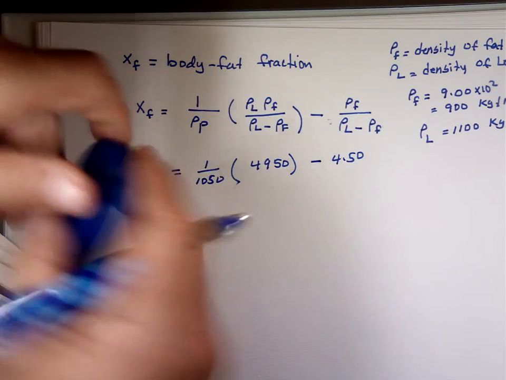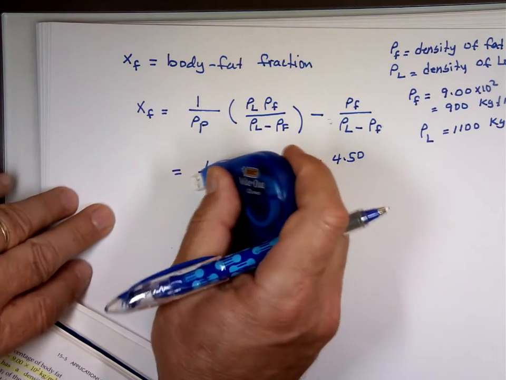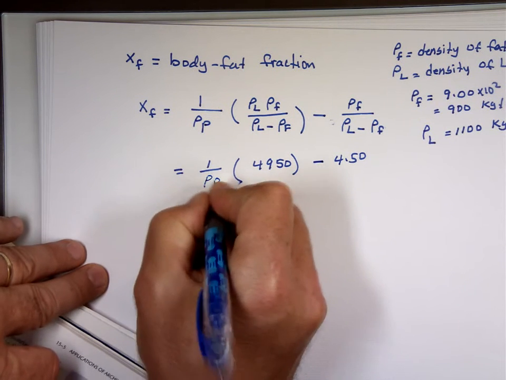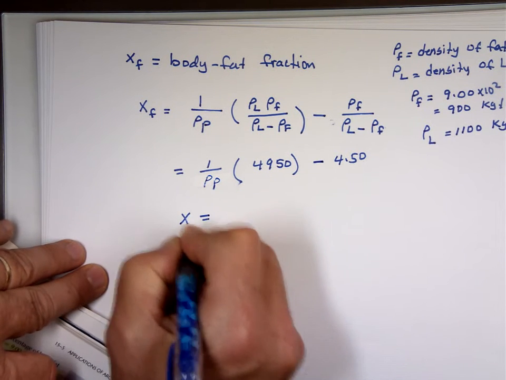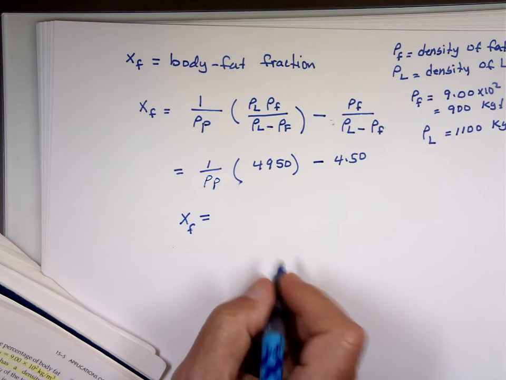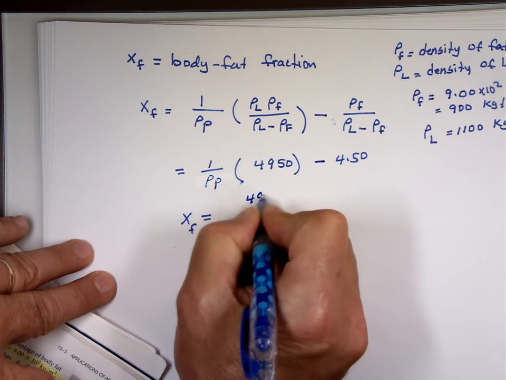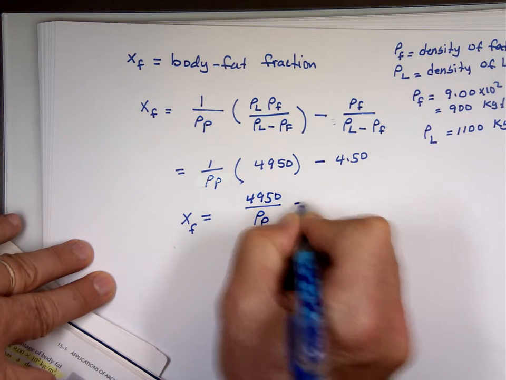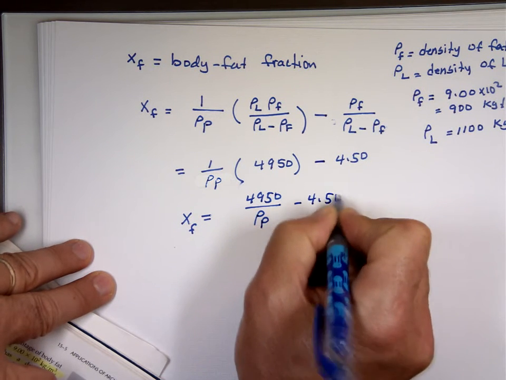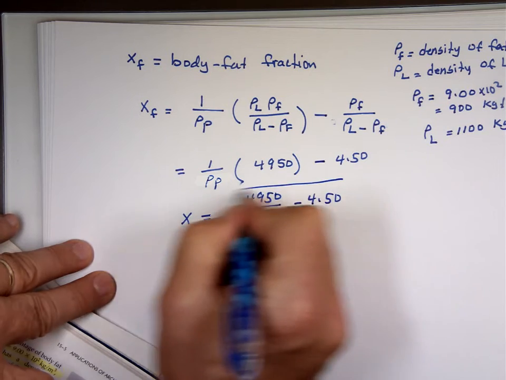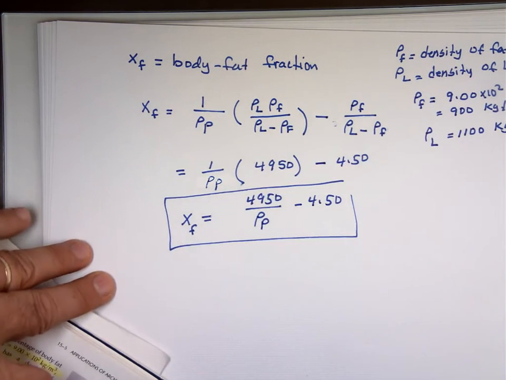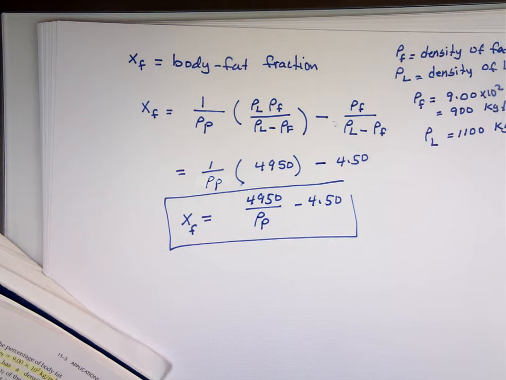Actually, I can make the equation look a little bit nicer if I leave rho for the person. So the equation for the body fat fraction is 4950 over rho of the person, minus 4.50. So that's really the equation you're going to be using. It came from that equation using these numbers. That doesn't change. The only thing that changes is rho for the person.